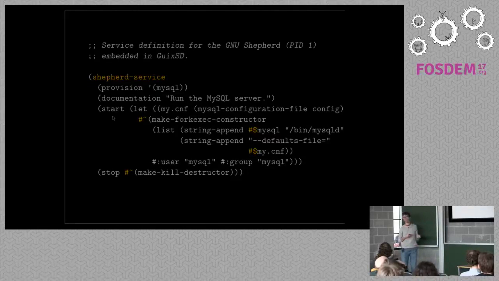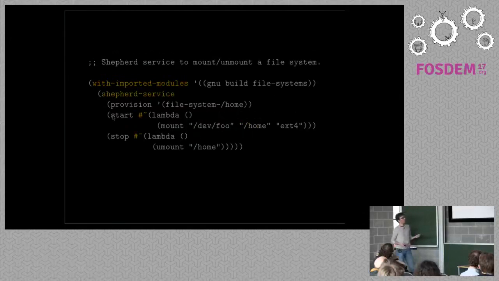So we're essentially using the API of the Shepherd here. We have this make-forkexec-constructor thing. It's a bit of an obscure name, but it's been there for ages, so that's how it is. It tells the Shepherd that to run MySQL, you need to call this command with this argument, and this needs to happen as this user, that kind of thing. So that's the basic idea.